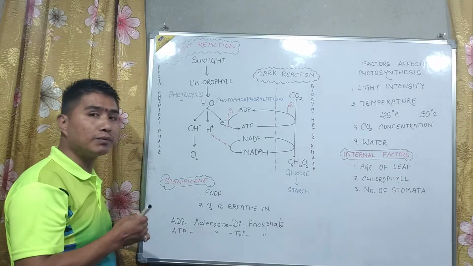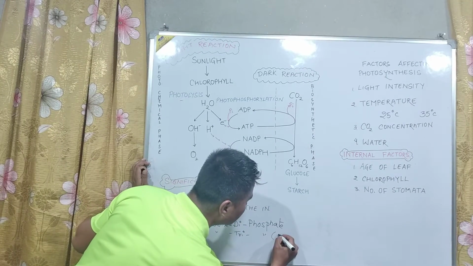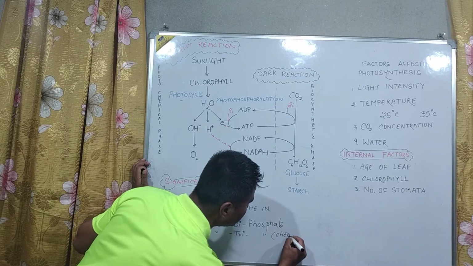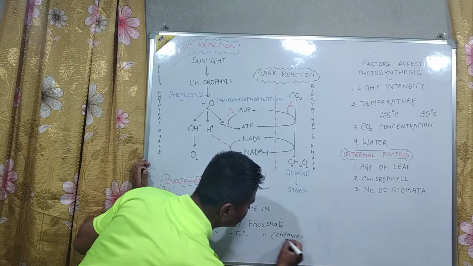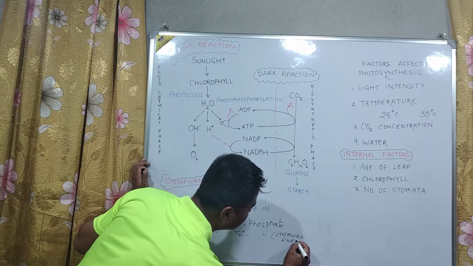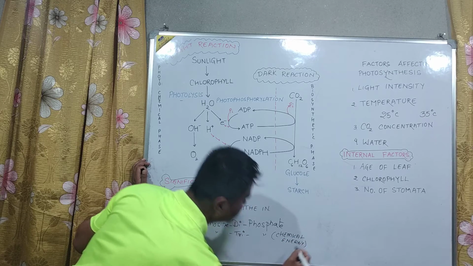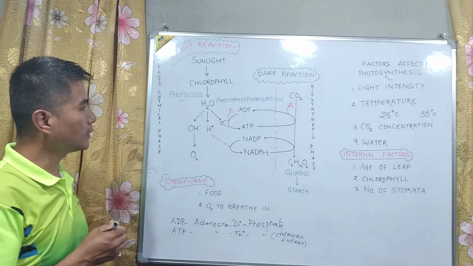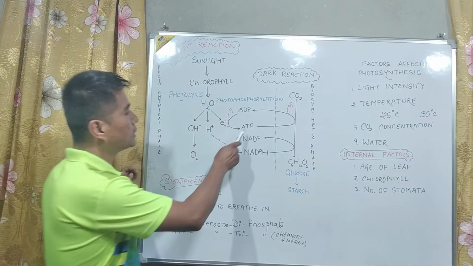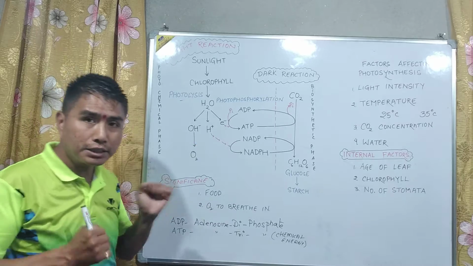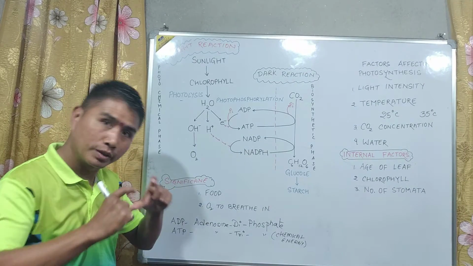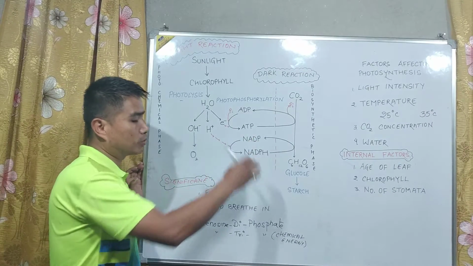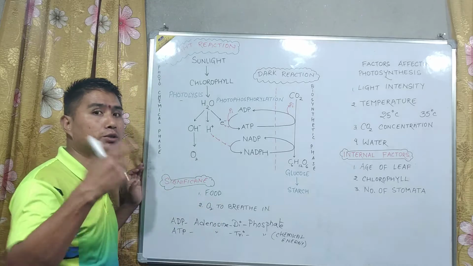Now what is ATP? ATP is chemical energy. So ATP is formed here, that means energy is formed. It is ready now to do some work, because what is energy? Energy is the capacity to do work.